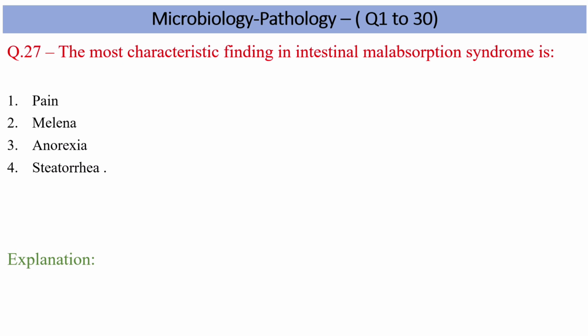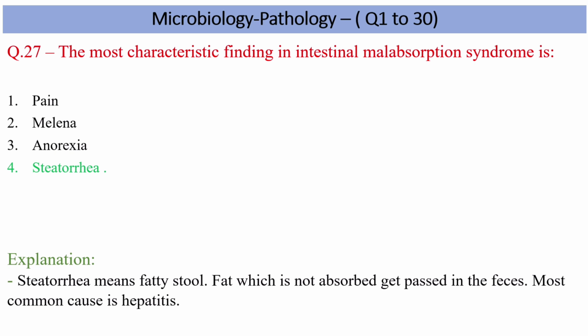The most characteristic finding in intestinal malabsorption syndrome is pain, melena, anorexia, steatorrhea. Correct option is steatorrhea. Steatorrhea means fatty stool. Fat which is not absorbed gets passed in the feces. Common causes include hepatitis, Crohn's disease, etc.